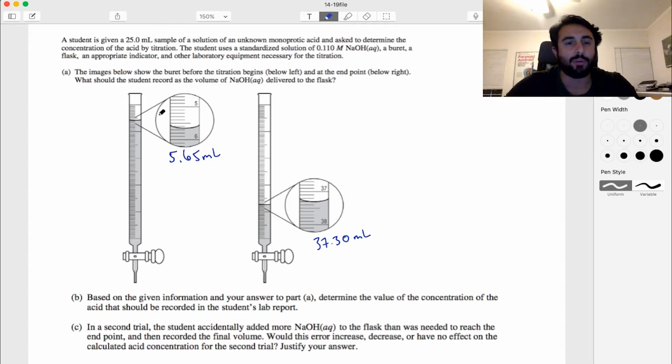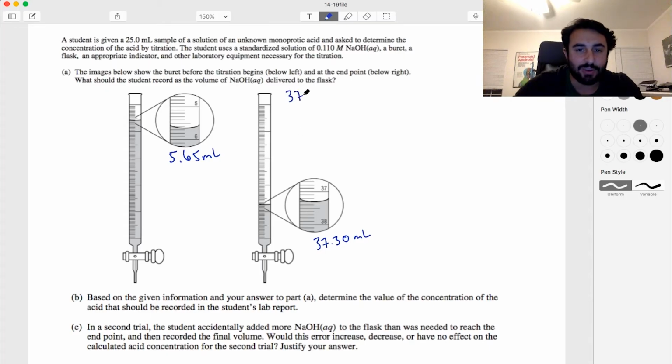right? Remember, whenever we're making a measurement and we have some measuring apparatus, whatever the degree of precision is that is given to us, we estimate one additional decimal place or one additional place value, right? So if we have tenths of a mil, we have to estimate hundredths. So 5.65, 37.30.